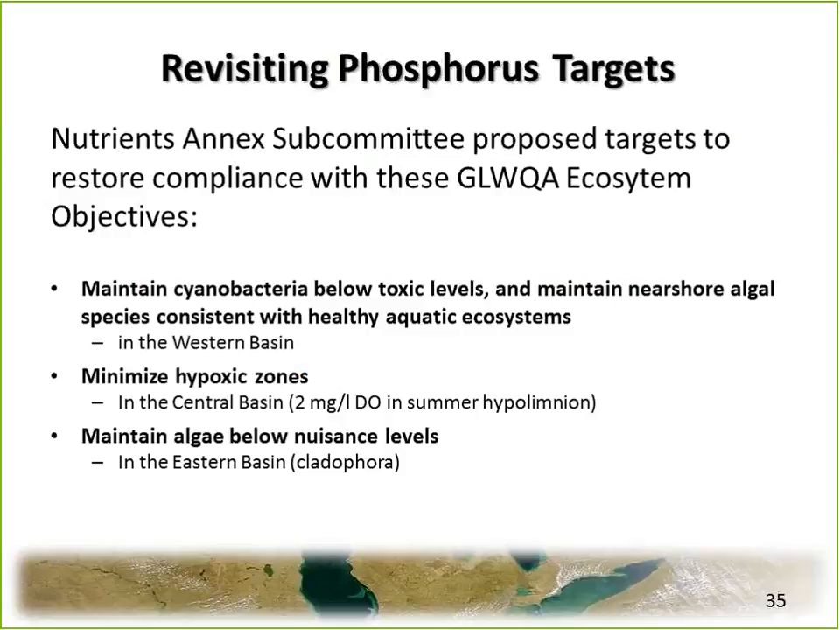And so a subcommittee under the Nutrients Annex of the Great Lakes Water Quality Agreement has gotten together and proposed new targets, lower targets, to restore compliance with these objectives that are codified in the Great Lakes Water Quality Agreement. To maintain cyanobacteria below toxic levels in the Western Basin, to minimize hypoxic zones in the Central Basin, and to maintain algae below nuisance levels in the Eastern Basin.